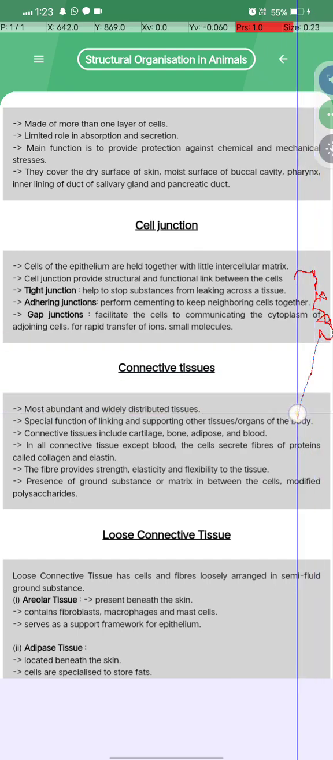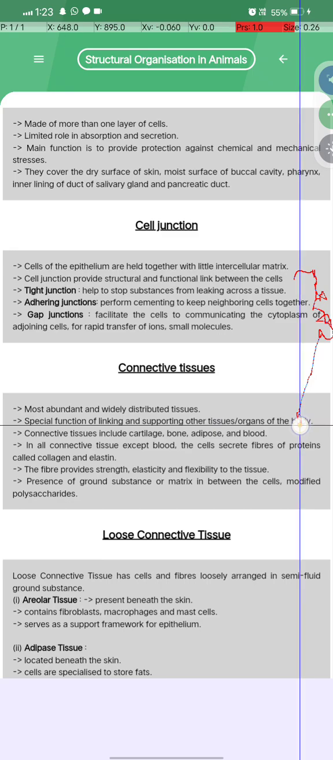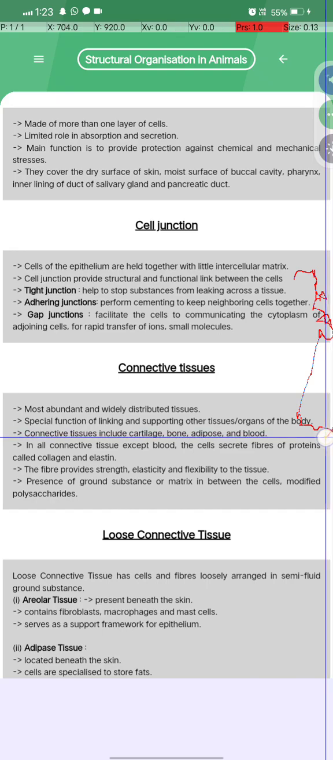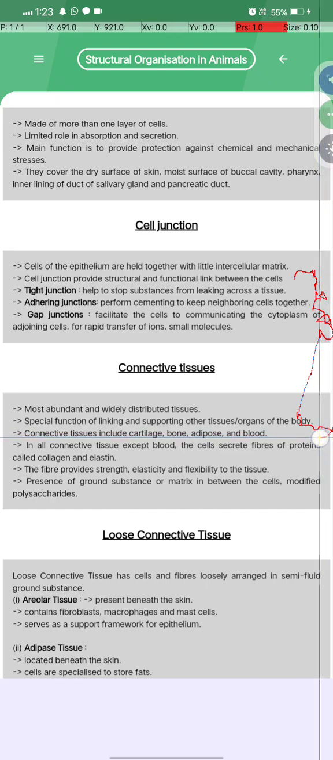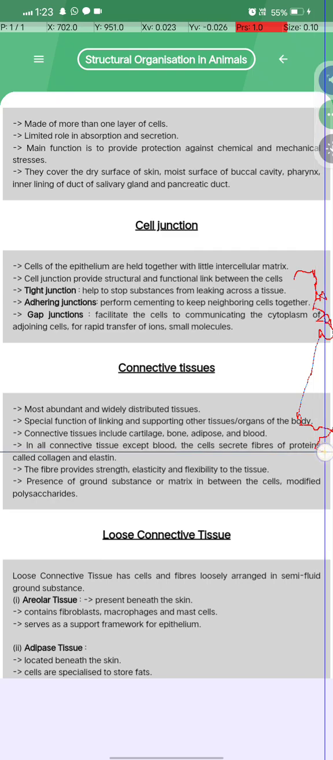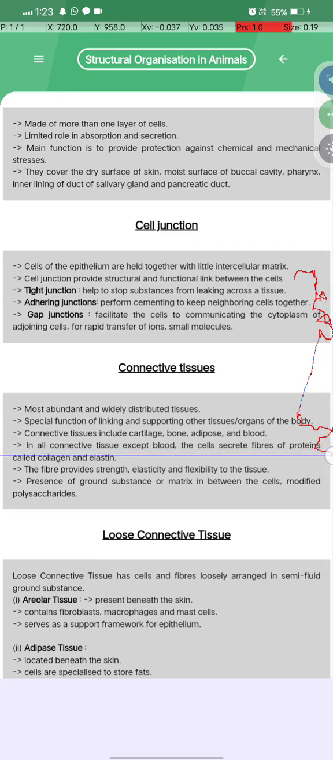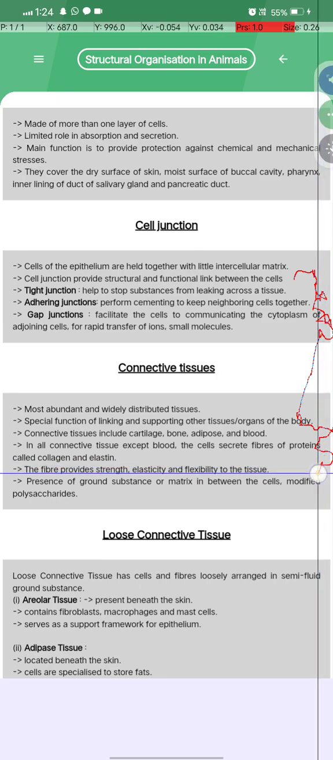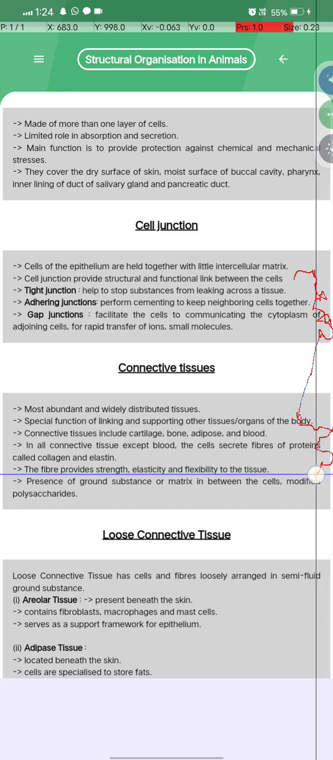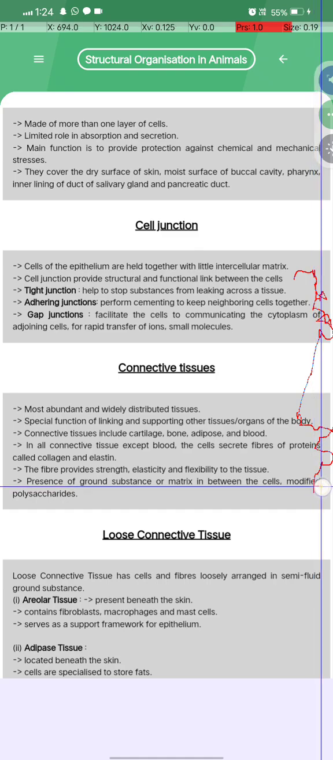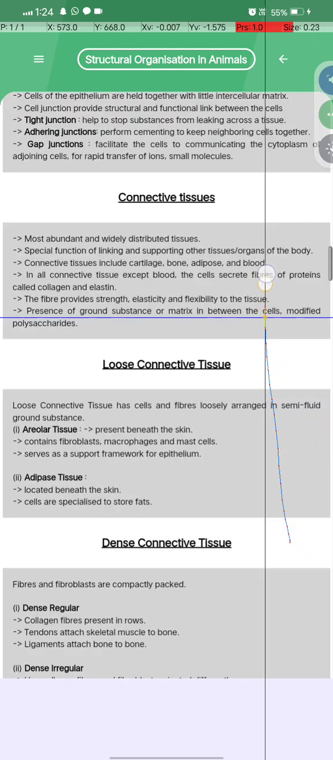Connective tissue is the most abundant and widely distributed tissue, with the special function of linking and supporting other tissues and organs of the body. Connective tissue includes cartilage, bone, adipose tissue and blood. In all connective tissues except blood, the cells secrete fibers of proteins called collagen and elastin, and the fibers provide strength, elasticity and flexibility to the tissue. The ground substance or matrix between the cells is a modified polysaccharide.